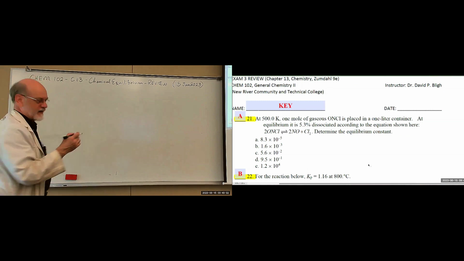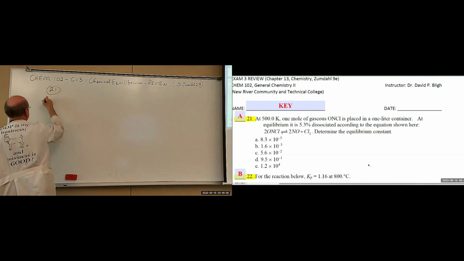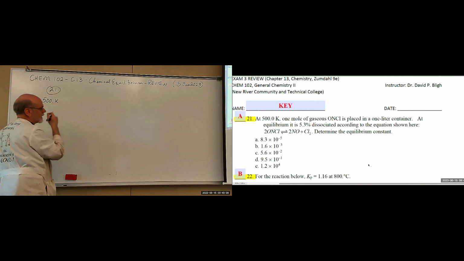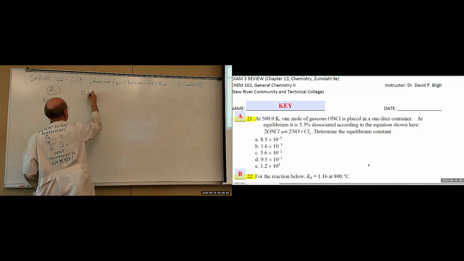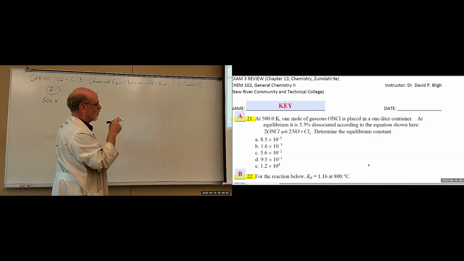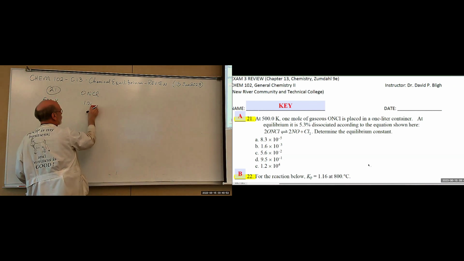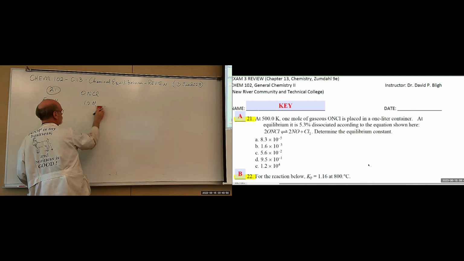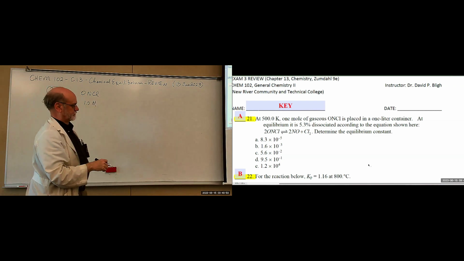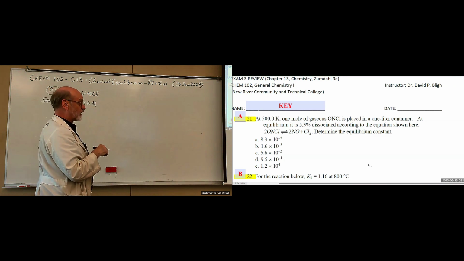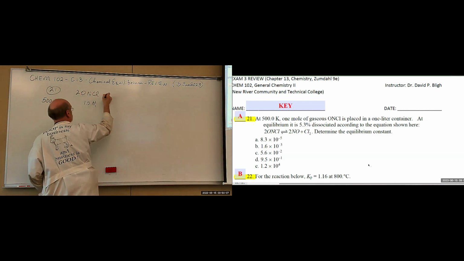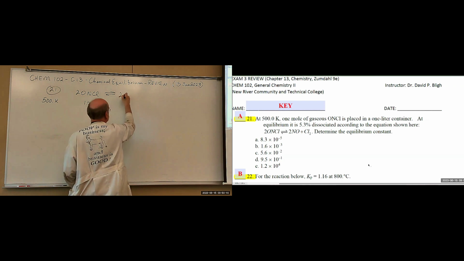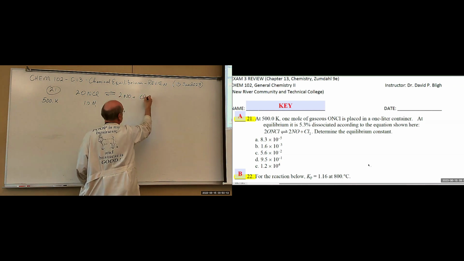Okay, 21 at 500 K. So we've got a temperature here of 500 K. 1 mole of gaseous ONCl is placed in a 1 liter container. So 1 mole in 1 liter is 1 molar concentration. At equilibrium, it's 5.3% dissociated, according to this balanced equation. Right? So we have 2 of these, which makes 2 NO plus chlorine.